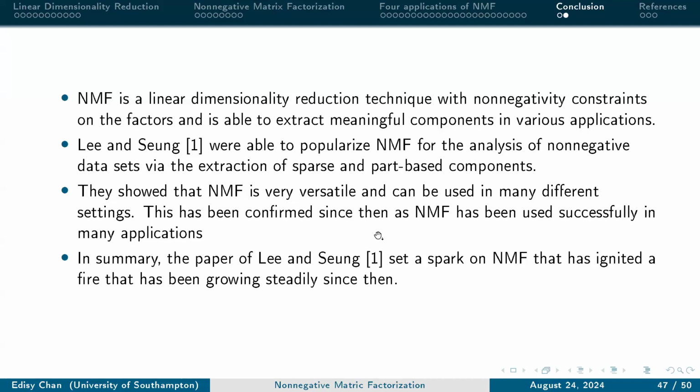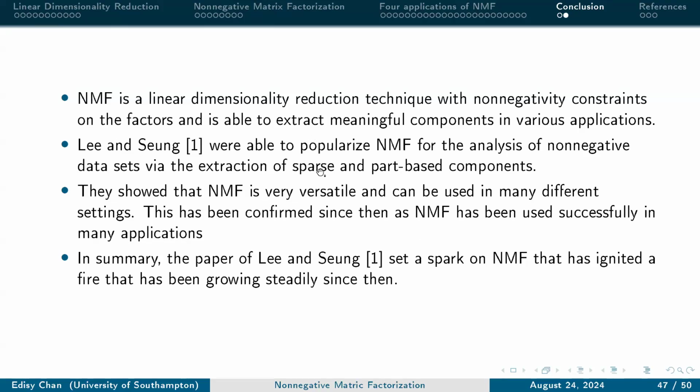Anyway, NMF in conclusion is a linear dimensionality reduction technique with non-negativity constraints on the factors, and it could be used to extract meaningful components in various applications. And the Lee and Seung paper was able to popularize these techniques. You can definitely check it out. It's in Nature and is open access, I guess, so you can really take a look at it.